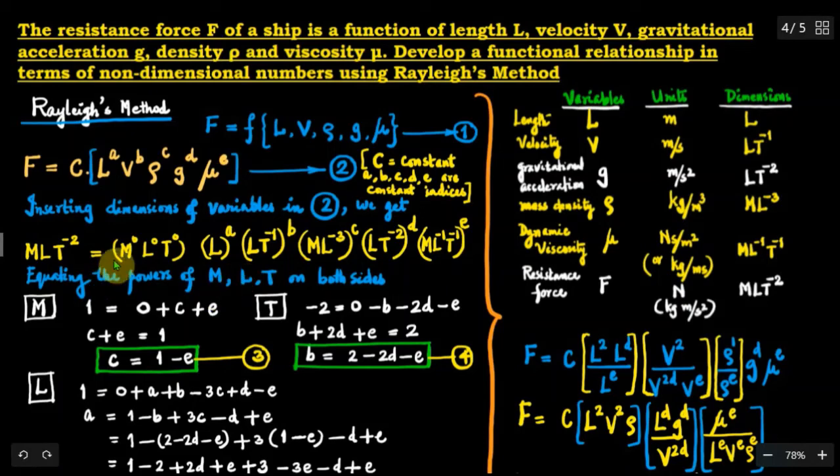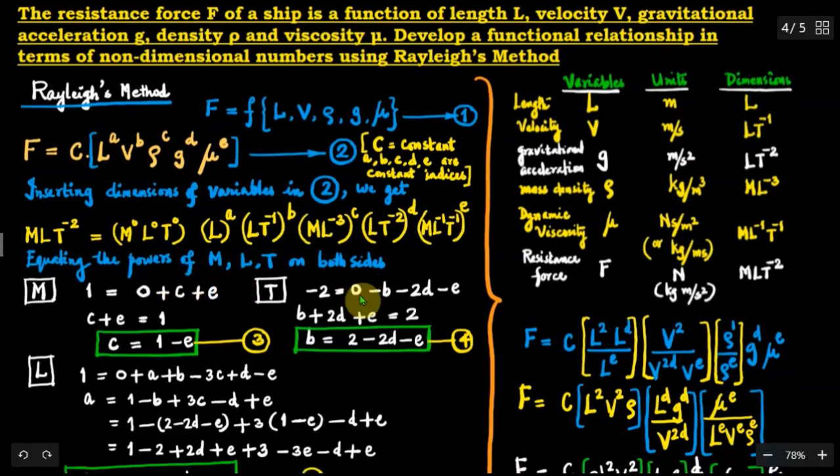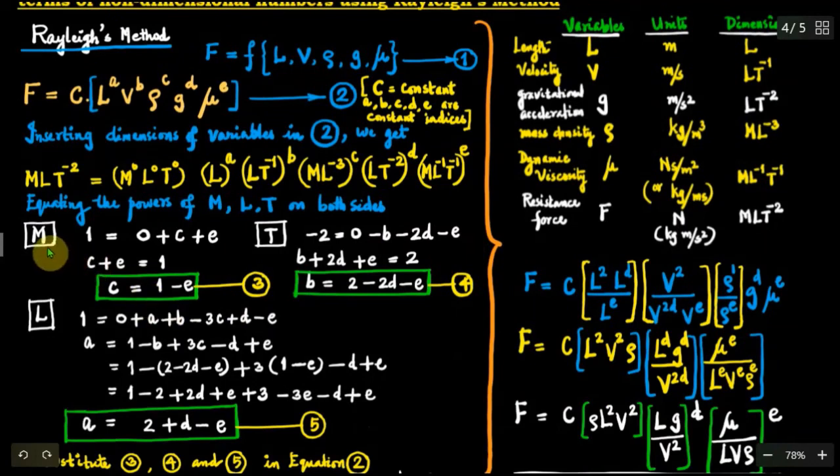So after inserting the dimensions of each of the variables in this expression, now we will equate the powers of M, L, T on both sides. When you equate the powers of M on both sides, on the left hand side we have the power of M as 1, and on the right hand side, if you collectively take, it will be M raised to c and M raised to e. So c plus e will be equal to 1, that is the equation you get. And now equating the powers of T, you will get b plus 2d plus e is equal to 2. So you can write b is equal to 2 minus 2d minus e.